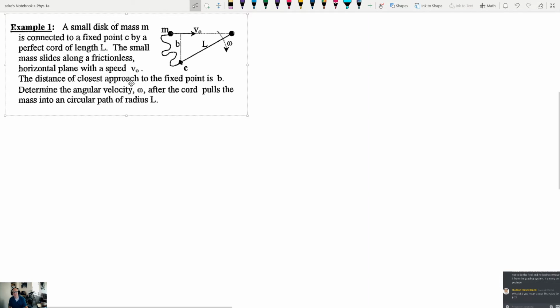The distance of closest approach to the fixed point is b. Determine the angular velocity omega after the chord pulls the mass into a circular path of radius L. Okay. Does this question make sense to everyone? The solution for this problem is really fast, so please ask if you have any questions now.